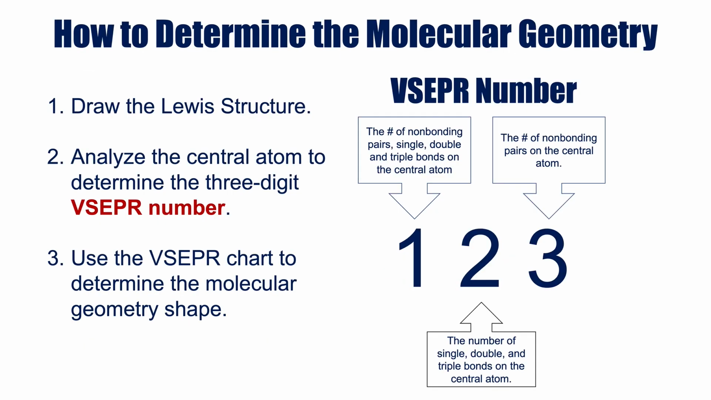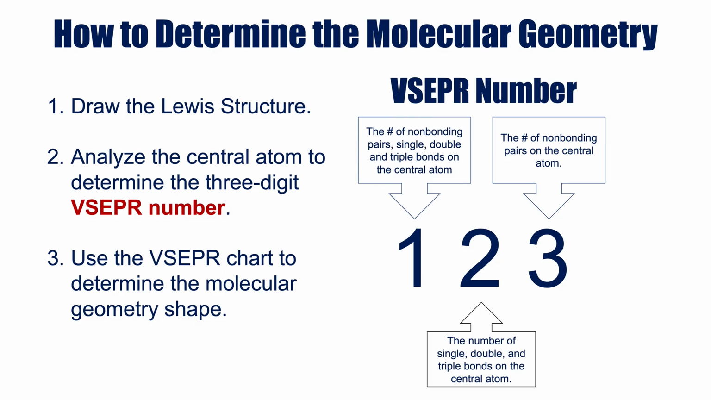To determine the molecular geometry, you first need to draw the Lewis structure. You then analyze the central atom to determine the 3-digit VSEPR number. Then you use the VSEPR chart to determine the molecular geometry shape.